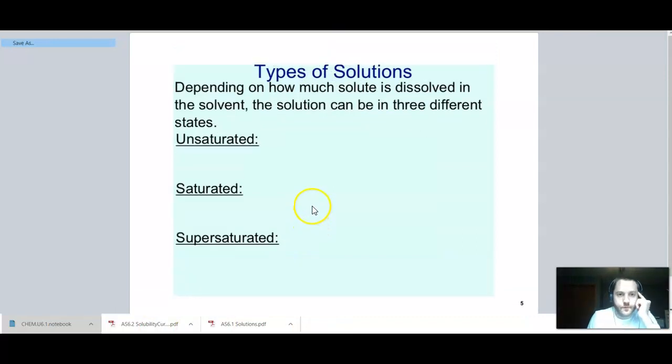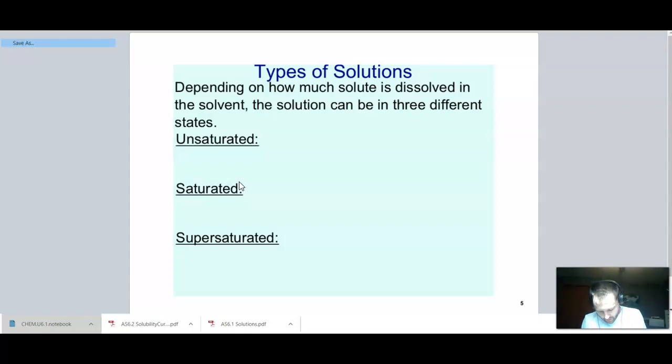So then, different types of solutions. This is what the lab is really going to focus on, where we'll be adding something called sodium thiosulfate into a test tube and heating it up. But just know that depending on how much solute is dissolved in the solvent, the solution can be in what we call 3 different states.